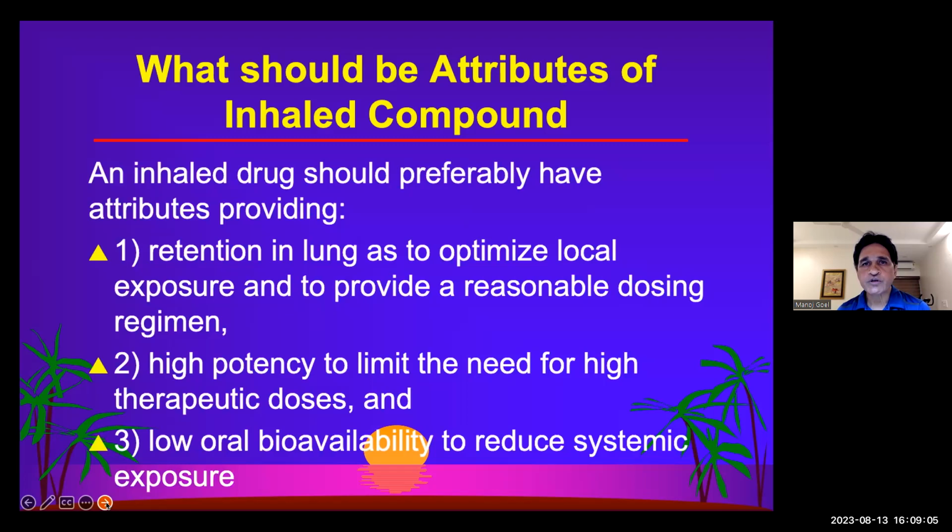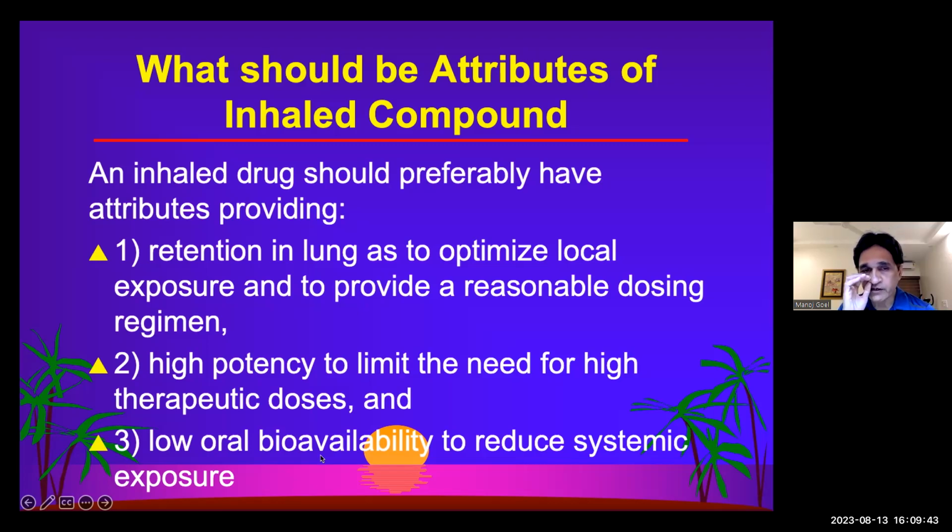So what should be the attributes of an inhaled compound? An inhaled drug should preferably have attributes providing retention of the drug in the lung so as to optimize local exposure and to provide a reasonable dosing regimen. So the drug should be able to retain itself in the lung tissue for a reasonable time, and therefore the dosing can be adjusted reasonably. The drug should have high potency to limit the need for higher therapeutic doses. If you have a drug which has low potency, then it requires high therapeutic doses to be delivered through the inhalation route, which may not be practically possible. The other important aspect is that the drug should have a low oral bioavailability to reduce systemic exposures.